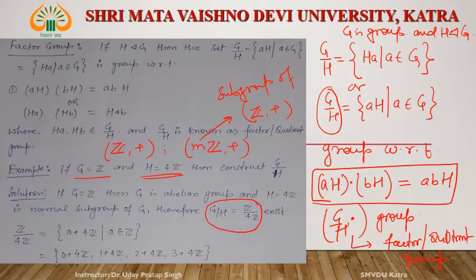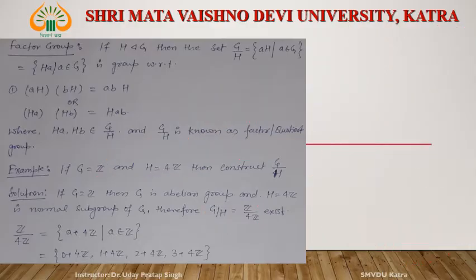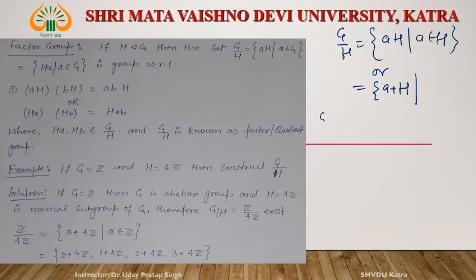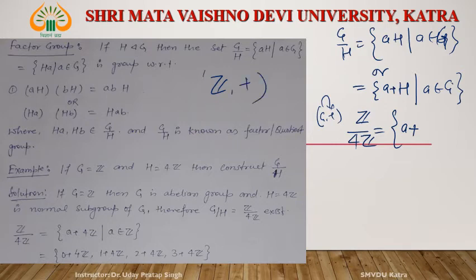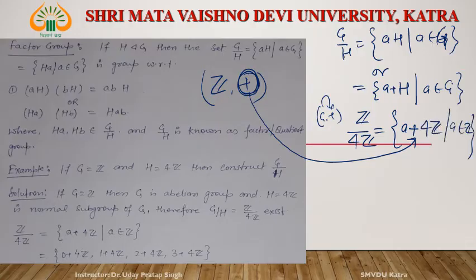See the elements. Elements of G by H are AH, A belongs to G, or this can also be written as A plus H. Remember that if G is a group with respect to addition, then the elements are A plus H, A belongs to G. Then Z by 4Z is equal to A plus 4Z, A belongs to Z. This is the type of element Z by 4Z has.